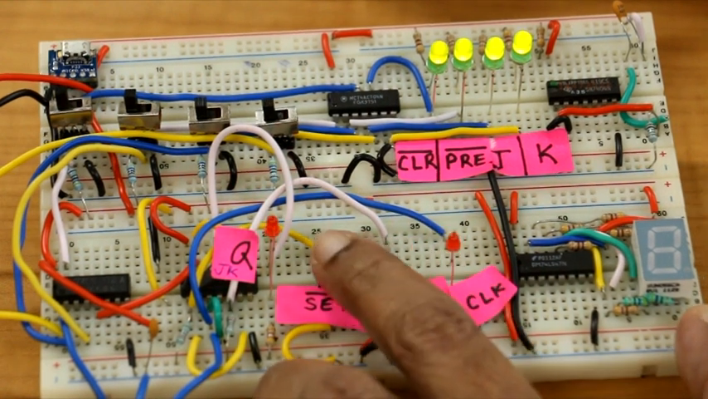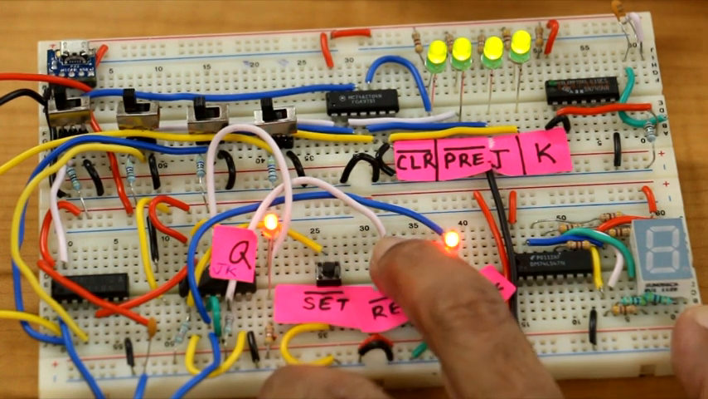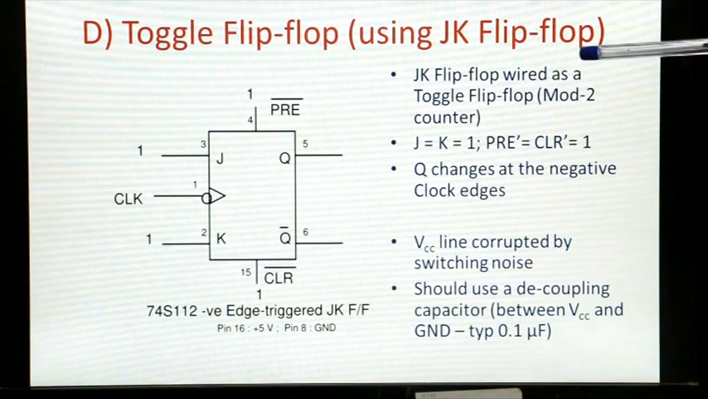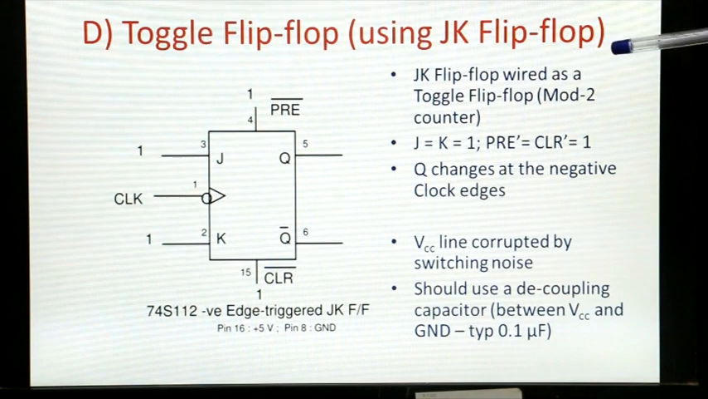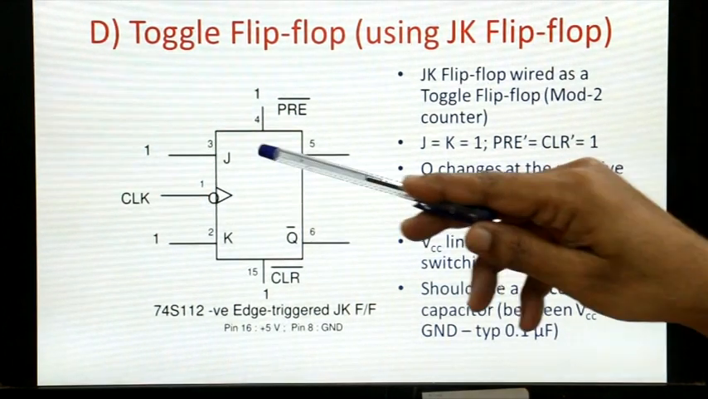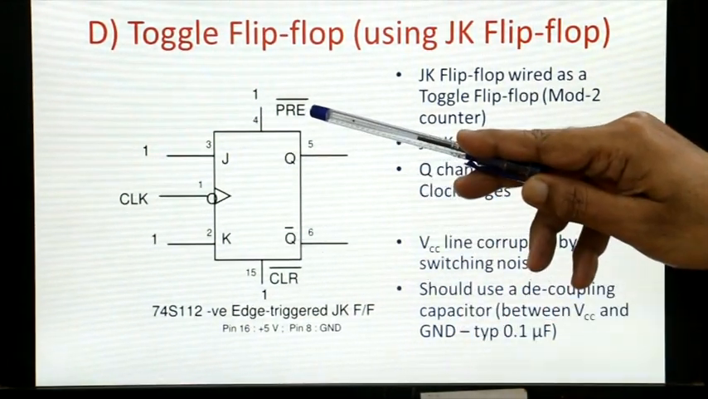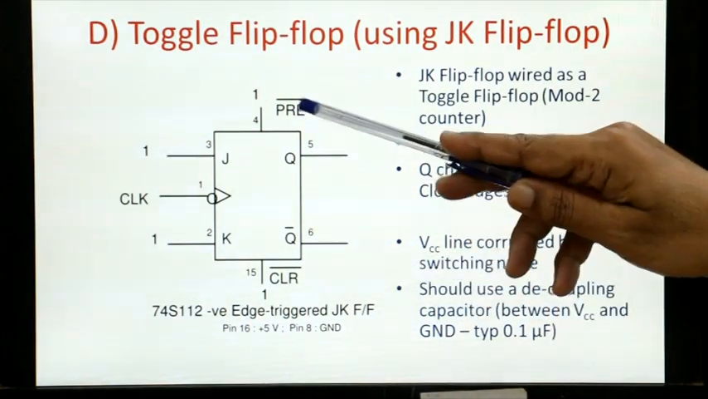That way we have verified all the functions of the JK flip-flop. This is the last part of this particular section. What I am showing you is the toggle flip-flop: a JK flip-flop with both J and K kept as 1, and both preset bar and clear bar inputs kept as 1.